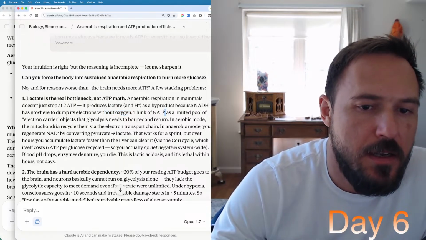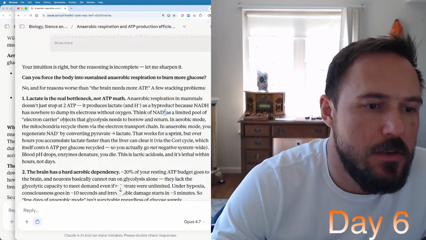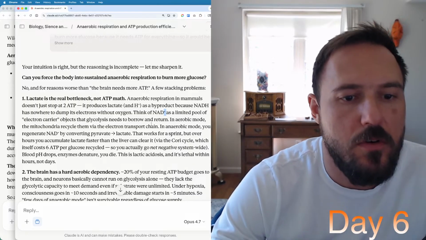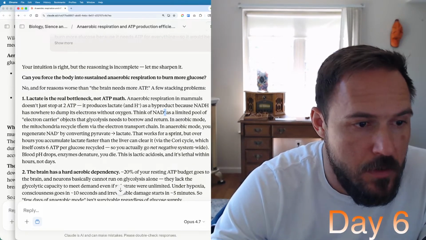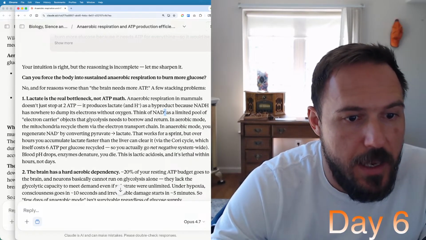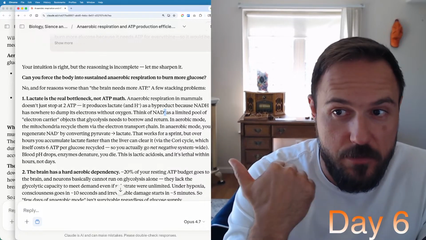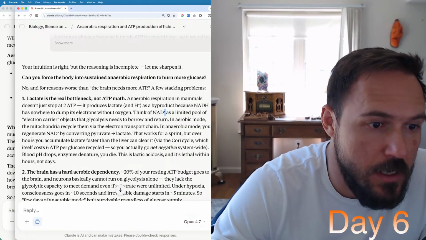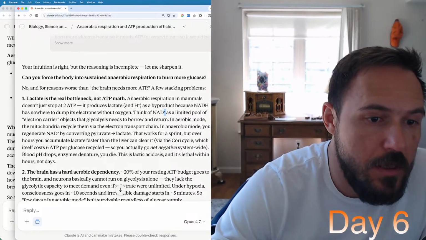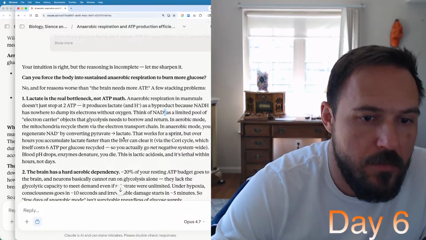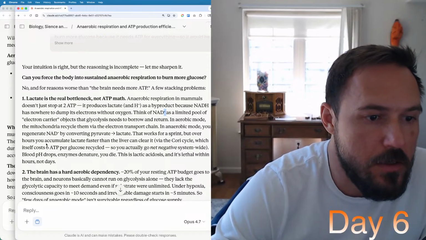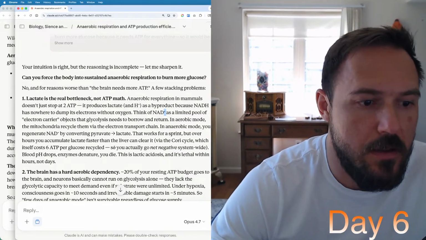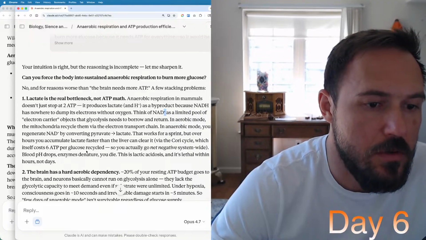Think of NAD plus as a limited pool of electron carriers, objects that glucose needs to borrow and return. In aerobic mode, the mitochondria recycles them via the electron transport chain. I just showed that picture, this one. In anaerobic mode, you generate NAD plus by converting pyruvate to lactate. That works for a sprint, but over hours you accumulate lactate faster than the liver can clear it via the Cori cycle, which itself costs 6 ATP per glucose recycled.